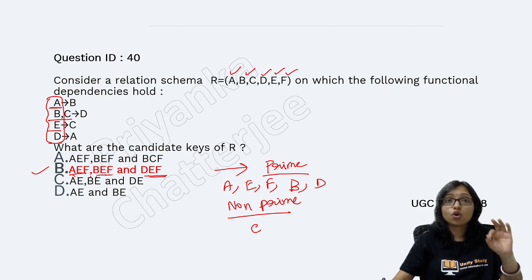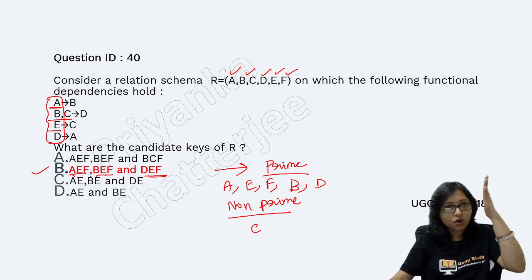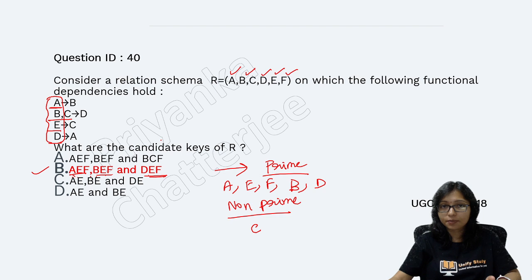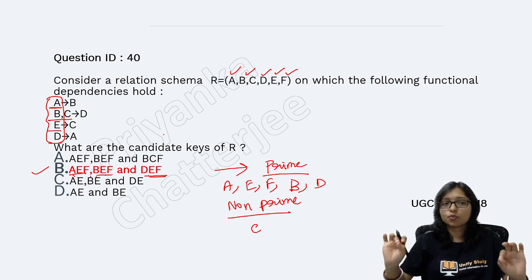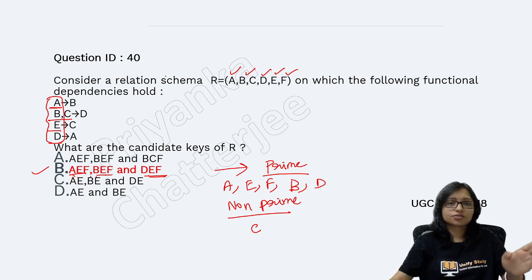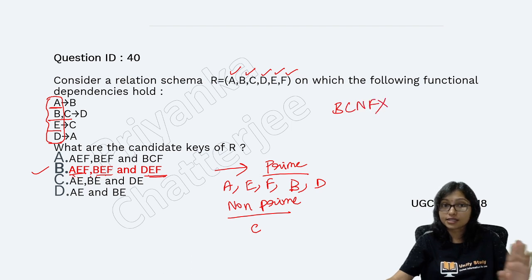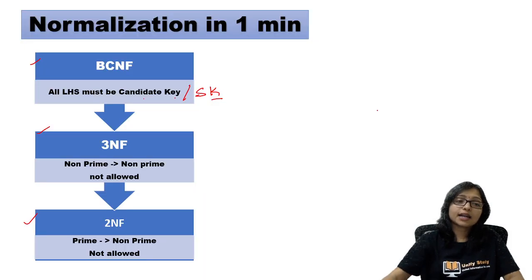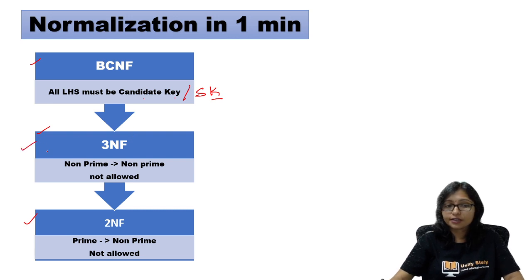If these are not candidate keys, then it cannot be in BCNF. Simple rule: check all the functional dependencies. If all are candidate keys or super keys, then no problem. If any one is not a candidate key or super key, then it is not in BCNF. So this relation is definitely not in BCNF. It is clear. Next, we will come to 3NF.